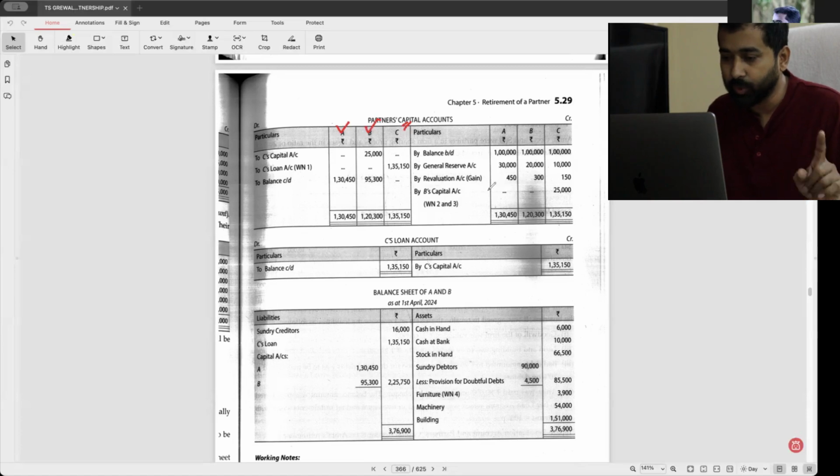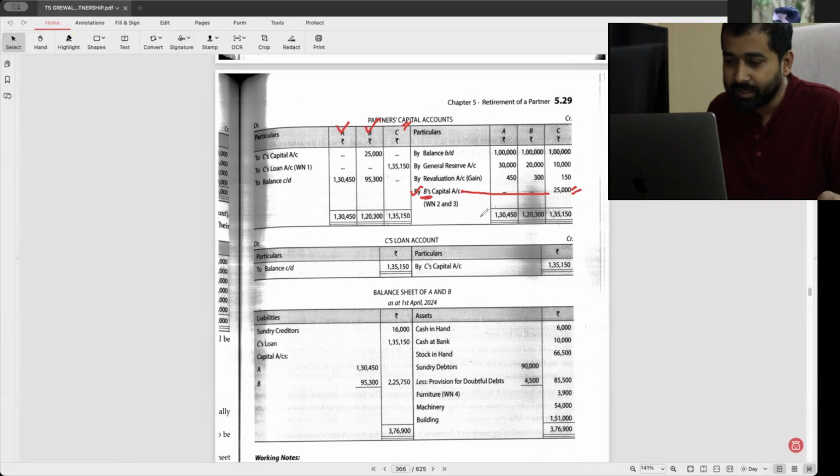So these were the 2 points. Compared with admission and retirement, only 2 points change. What is that? One is the goodwill, where we have seen 25,000. The person going out is sacrificing, and the person coming in is gaining. So B is gaining at that time. B has given C 25,000 in this point.